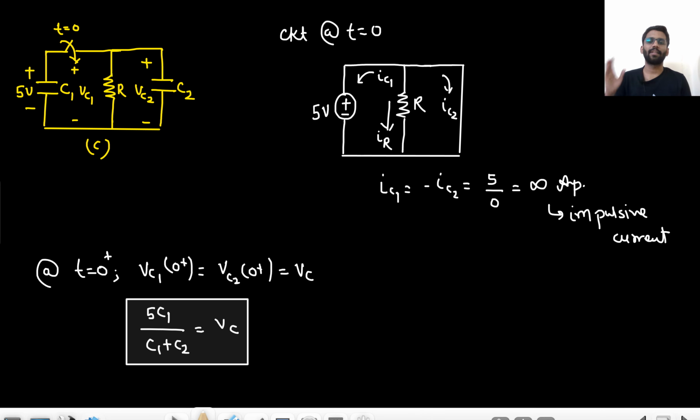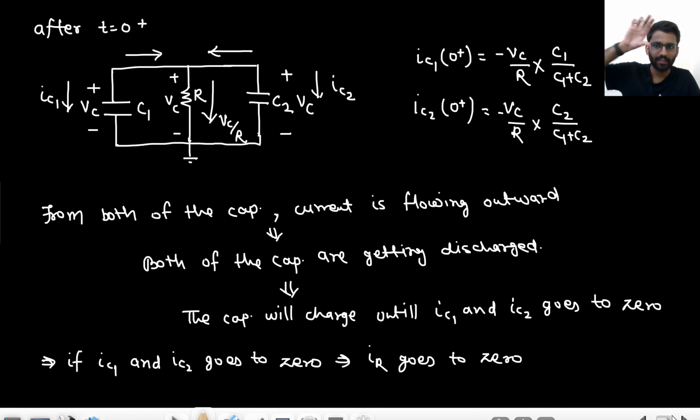Did you understand what is actually happening in the circuit? First 5 volt, immediately the voltage changes from 5 to 5C1 upon C1 plus C2. Because of this voltage, there is some current in the resistor, that is VC by R. This VC by R current is coming from two capacitances, VC by R into C1 upon C1 plus C2, and from here VC by R into C2 upon C1 plus C2. So two currents are coming. These two currents are discharging the capacitors.